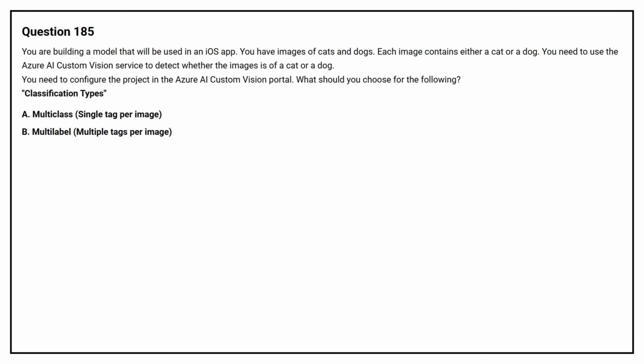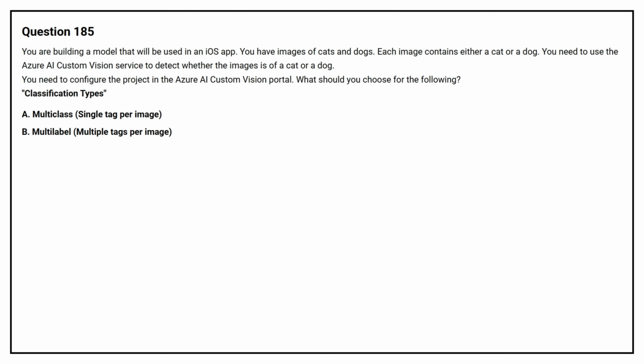Question number 185. You are building a model that will be used in an iOS app. You have images of cats and dogs. Each image contains either a cat or a dog. You need to use the Azure AI Custom Vision service to detect whether the image is of a cat or a dog. You need to configure the project in the Azure AI Custom Vision portal. What should you choose for the following?